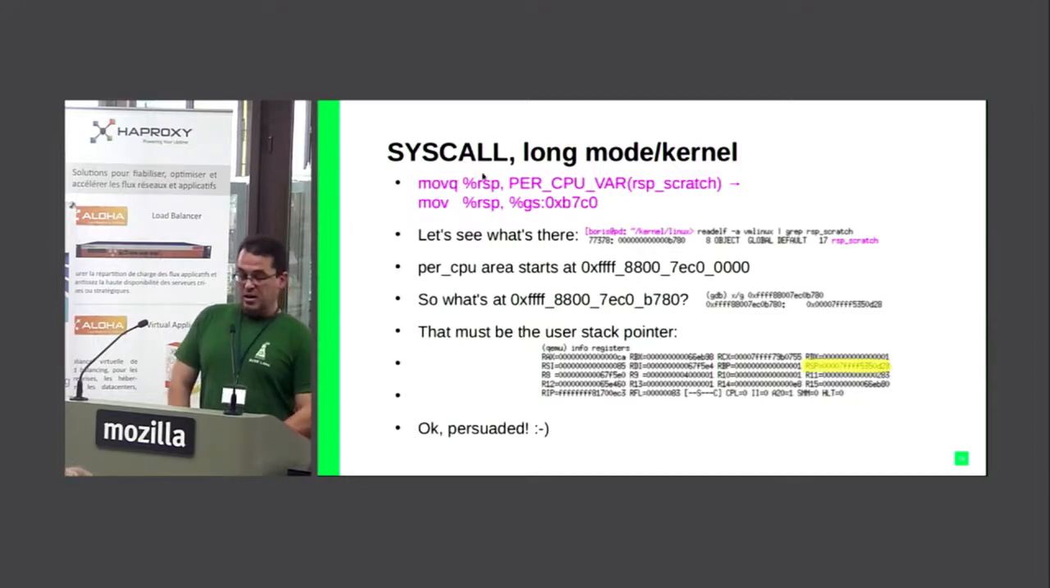And then we go and save the user space stack into a per CPU variable. That's the RSP scratch. That's our user space stack pointer. If you want to see what's there, it's a relative address, the per CPU area starts here, we take that, and we add it to the start. And if you dump that area, you see this user space address. And that user space address is the user space stack pointer. Okay.